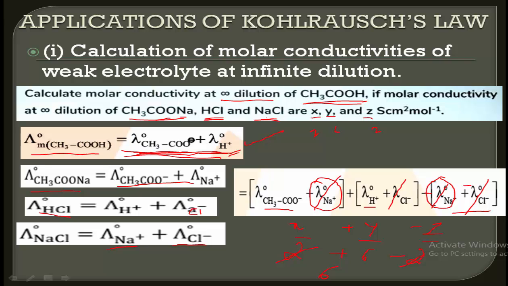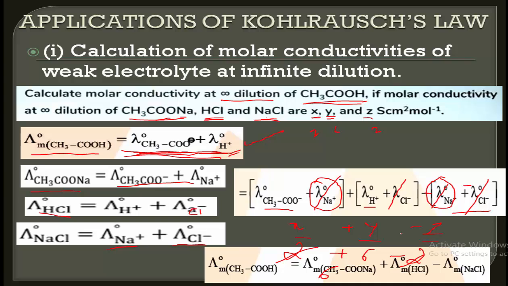Here they have not mentioned any values for X, Y, Z. In general they have given. Instead of that, if they have given any other values, then you can substitute those values in this equation and you can easily get the limiting molar conductivity for a weak electrolyte. So this is one of the important applications of Kohlrausch's law. Here, finally, you can write like this.